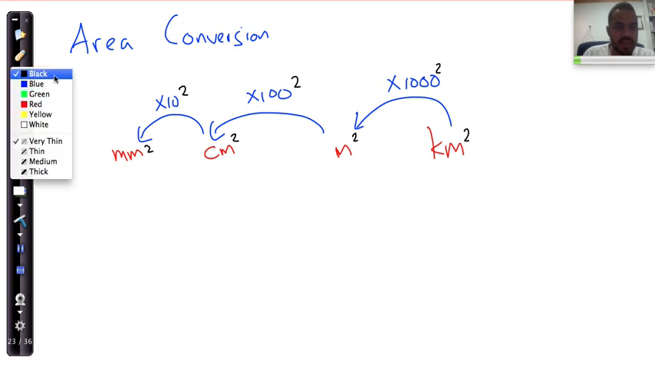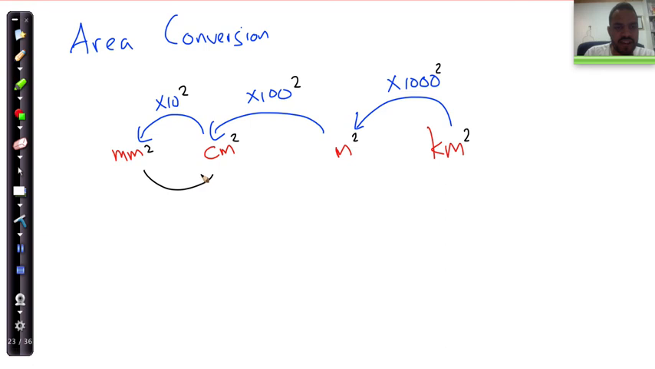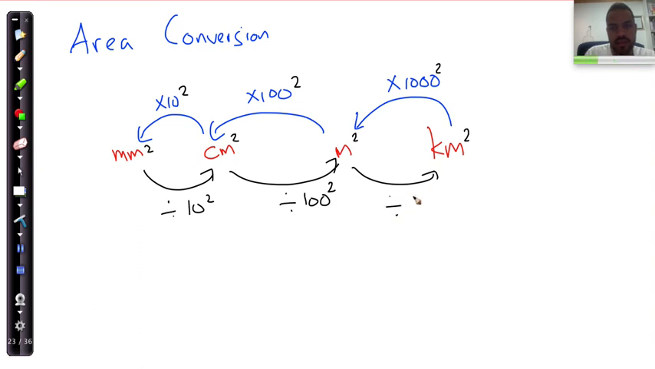Similarly, if I go the other way, I divide by 10 to the power of 2. I divide by 100 squared. And here I divide by 1,000 squared. Okay. Righto. So there's my area conversion, and we'll be discussing a few examples as to how to convert between them. Remember to keep this table handy and to also commit them to memory.